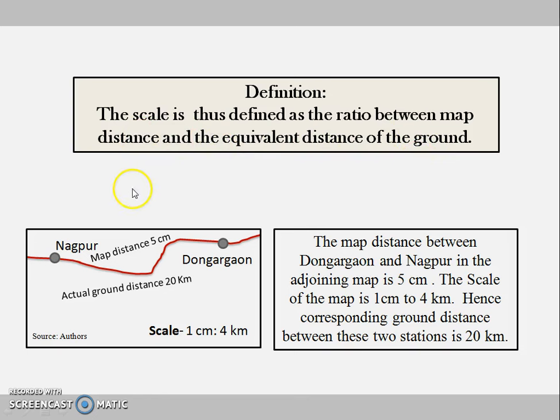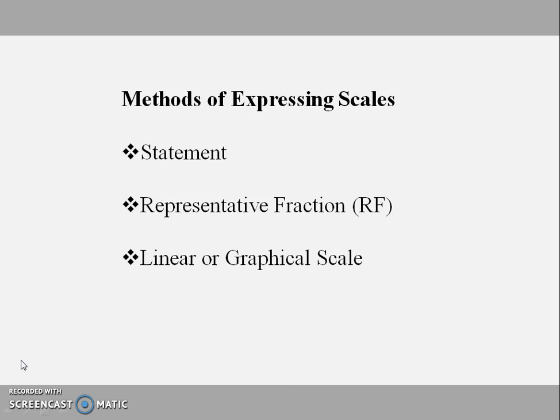For example, a map distance between two places in the given diagram is 5 cm. The scale of the map is 1 cm to 4 km. Hence, the total distance between these two places is 20 km. Thus, in this map, 20 km ground distance is being depicted by 5 cm.